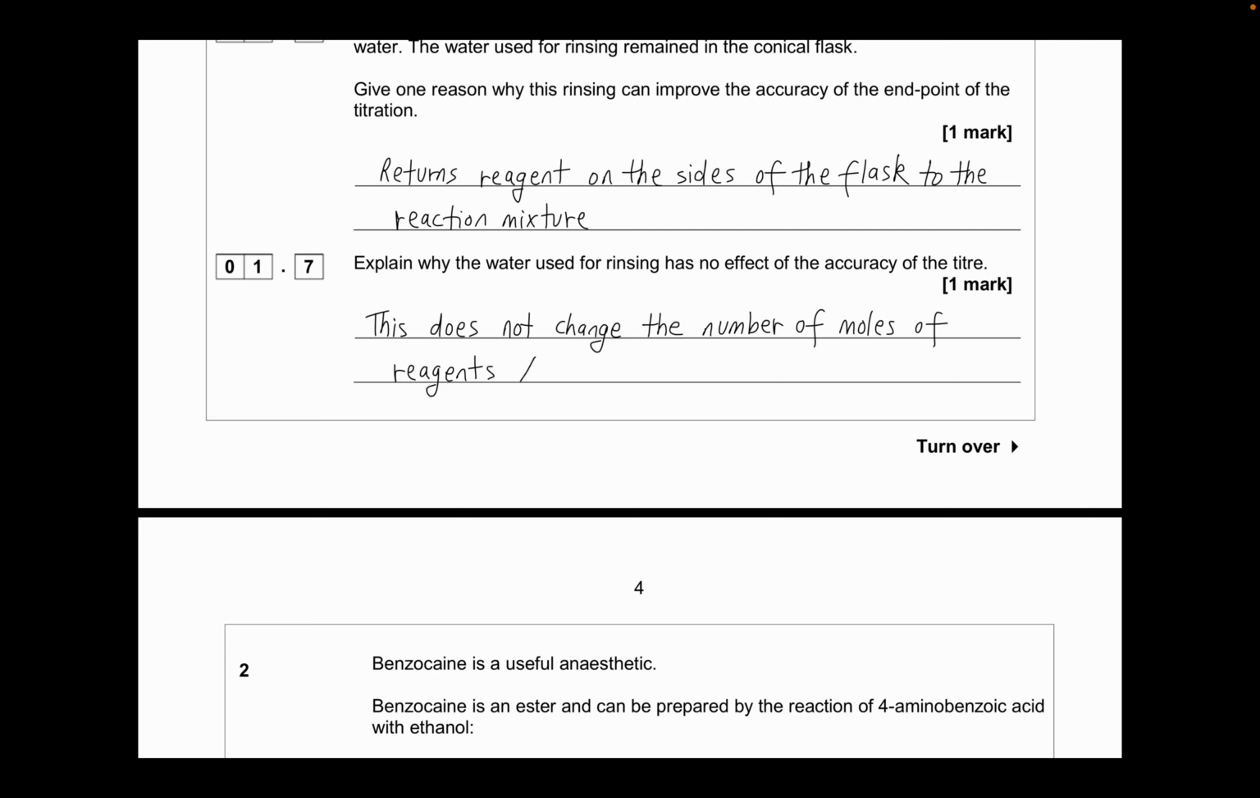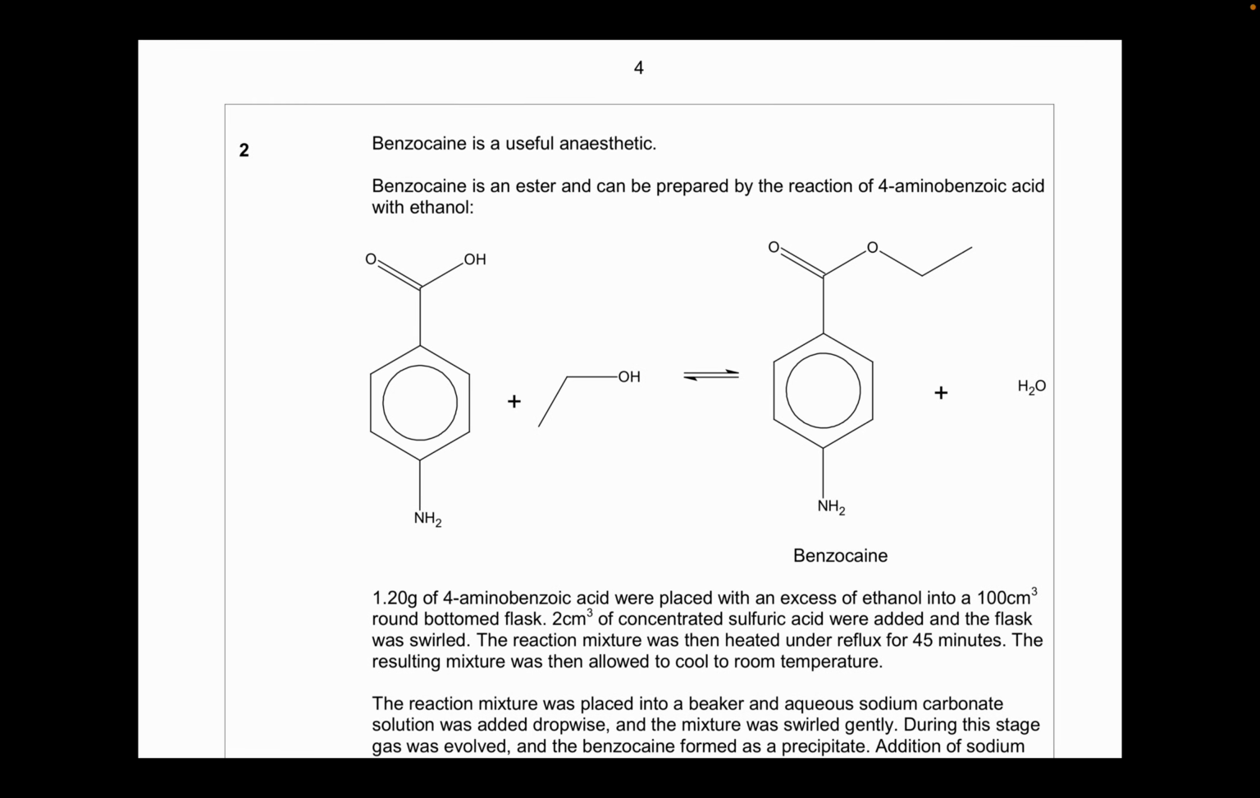Or you can mention that the water is not a reagent. These are some 2 points that you can write in your exam to score those points. The water is not a reagent. Okay, let's move on to the next question.